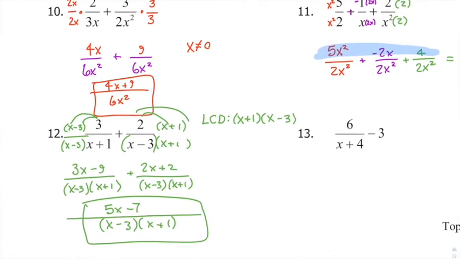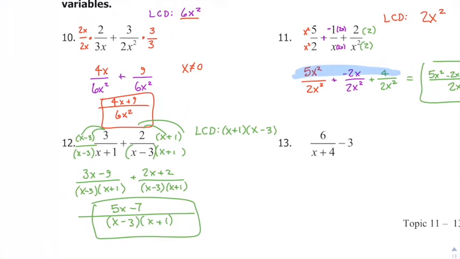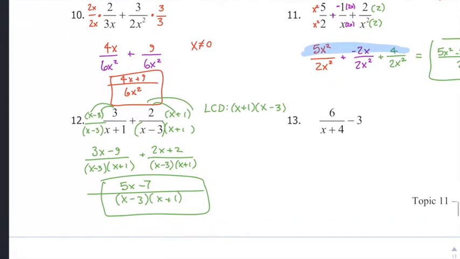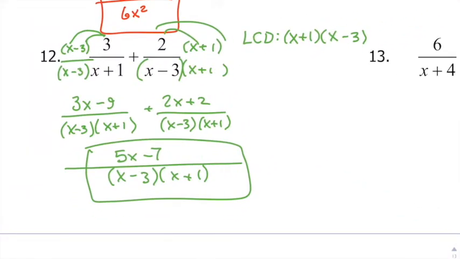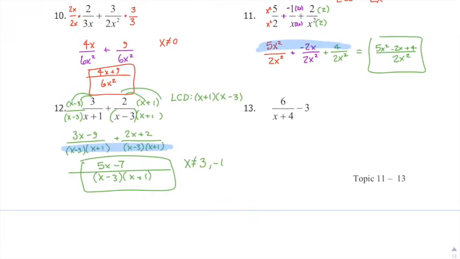That's fully simplified. By the way, I forgot to do domain restrictions on the last two. Domain restrictions on this here is whatever the common denominator is. So we'll say x cannot be the opposite sides, so 3 and -1. And that's it there on those.